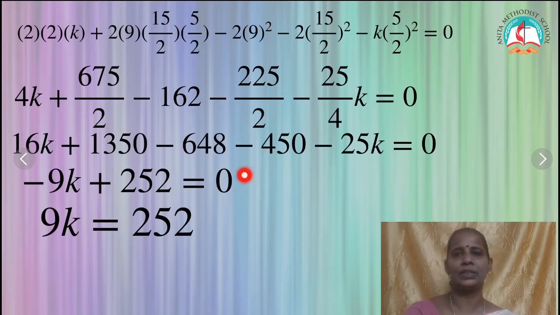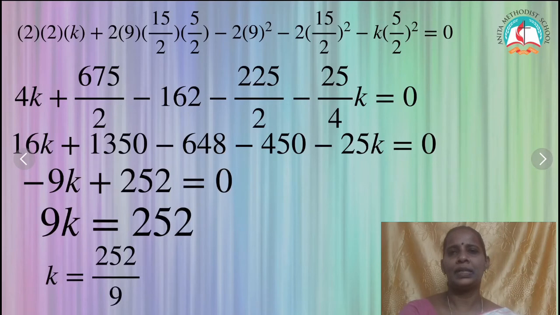But if it goes that side, what will happen? On either side you can change the sign. Okay, this number is as it is. Minus 9k goes that side, what will happen? Plus 9k. So therefore k value is 252 by 9, which is k value is 28. Okay, clear all of you children? Like this question you can expect.